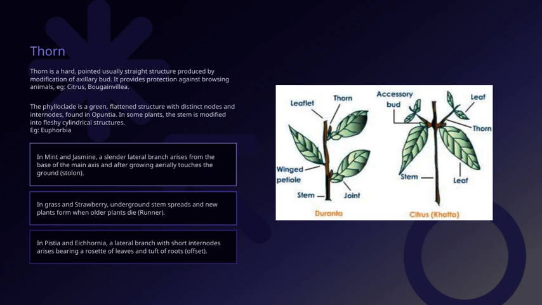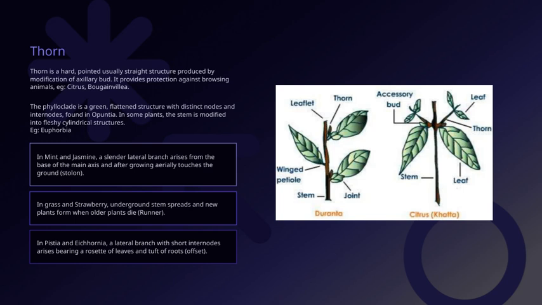Moving on to grasses and strawberries, these plants spread through underground stems known as runners. When the older plants die off, new plants develop at different points along these runners, enabling rapid and widespread propagation. In mint and jasmine, you'll see a different strategy. A slender lateral branch grows from the base of the main stem and, after reaching the air, touches the ground. This structure, called a stolon, helps the plant extend its reach and produce new shoots from the point of contact.